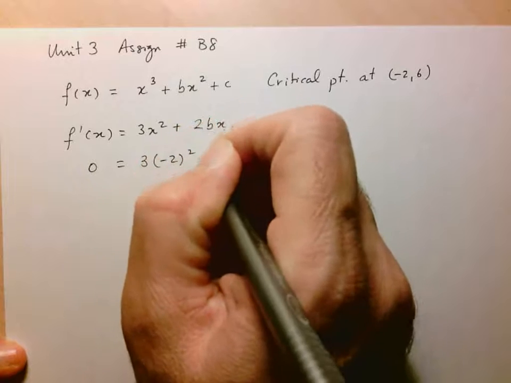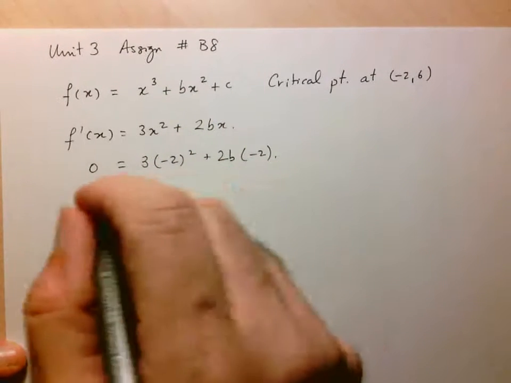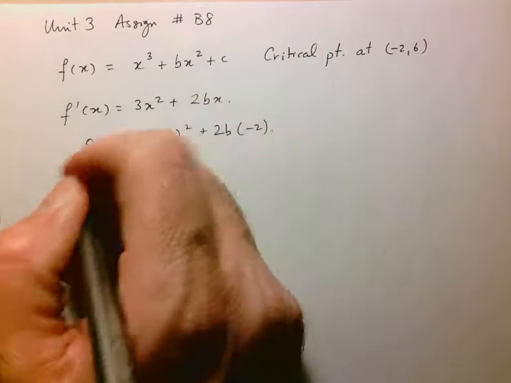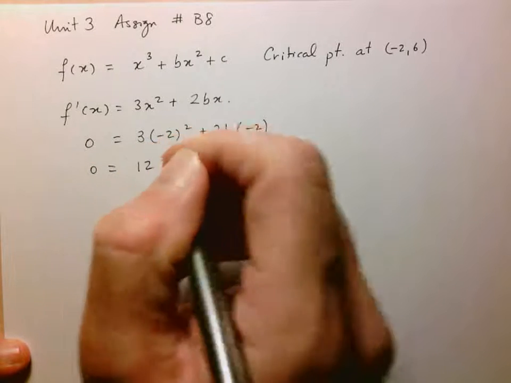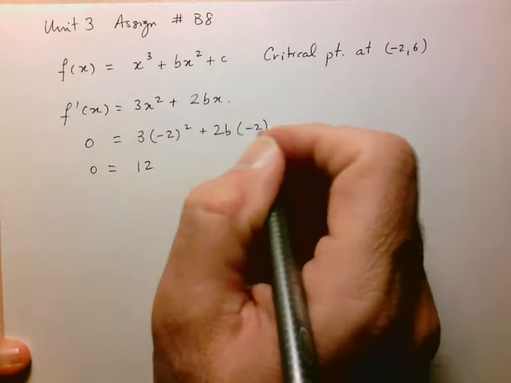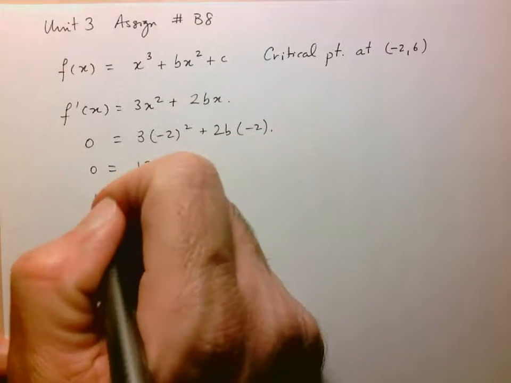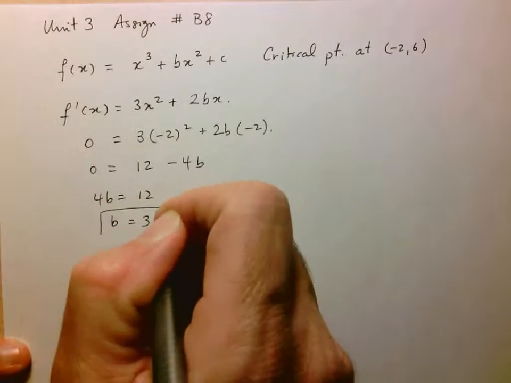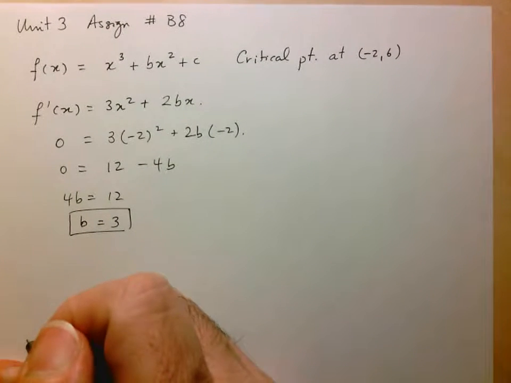3 times negative 2 squared plus 2b times negative 2, and so here we have one equation, one unknown, so we can actually solve for b outright. Okay, so 0 is 3 times 4, 12, and 2 times negative 2, so minus 4b. So 4b is equal to 12, b is equal to 3. Okay, so we were actually able to determine b right off the bat.